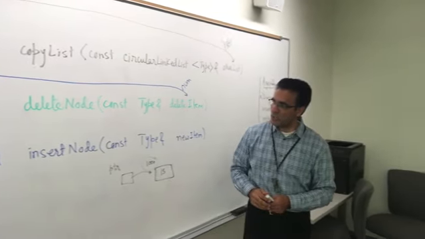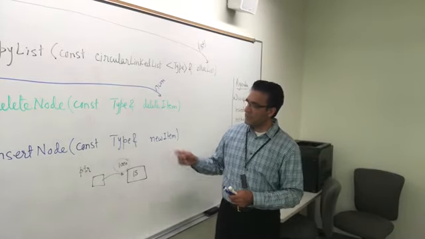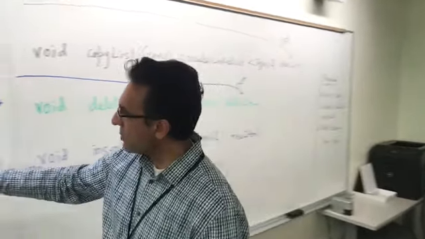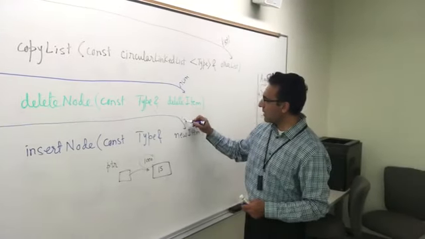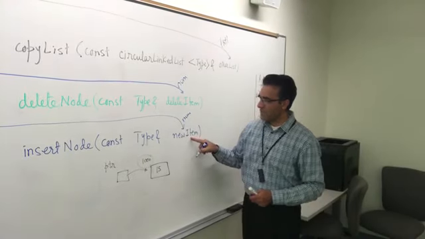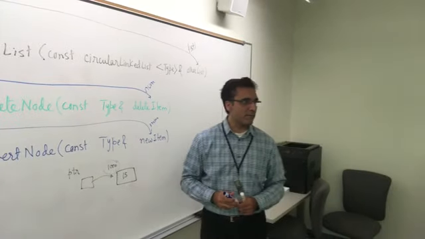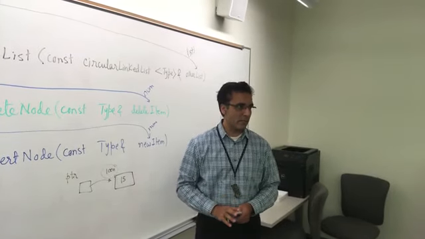And same thing with our insert node. Insert node also takes one argument, which is a number in this case as well. So I'd like to insert that number right here. So number will be captured. It is being captured as a reference and of any data type.